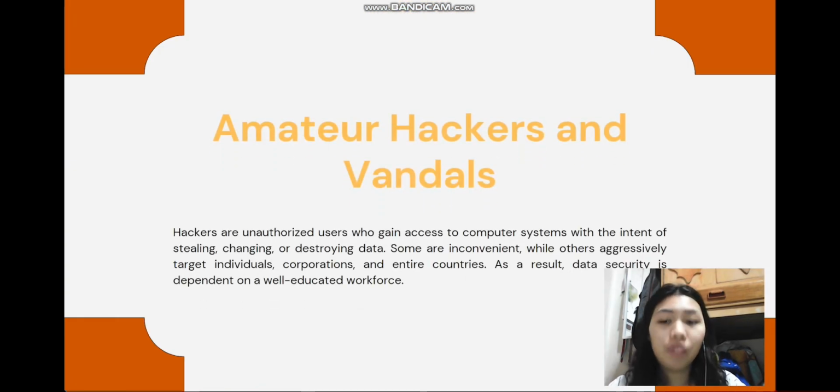Amateur hackers and vandals. Hackers are unauthorized users who gain access to a computer system with the intent of stealing, changing, or destroying data. Some are inconvenient, while others aggressively target individuals, corporations, and entire countries. As a result, data security is dependent on a well educated workforce.